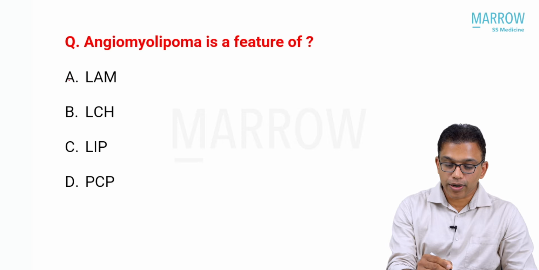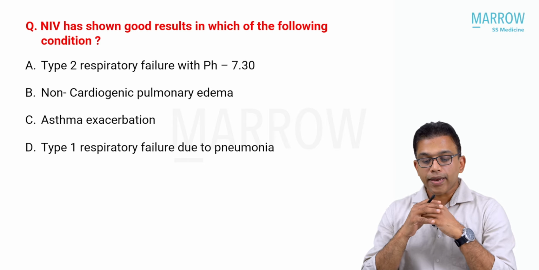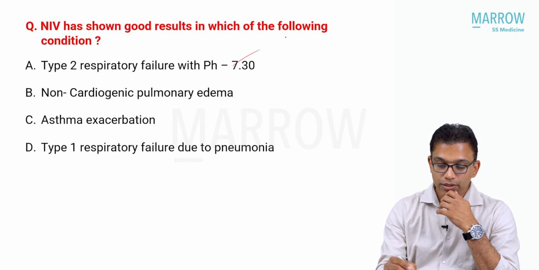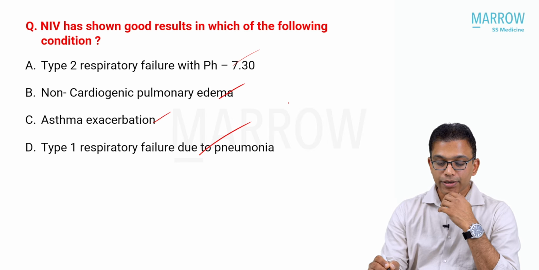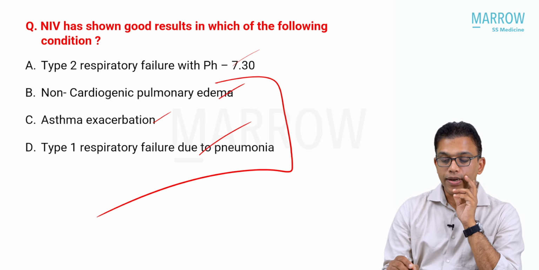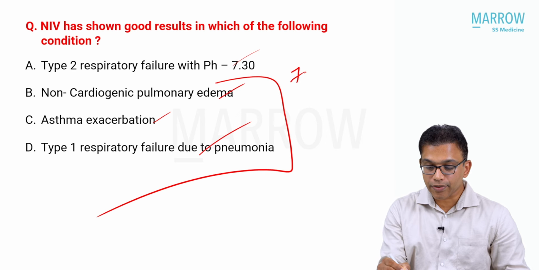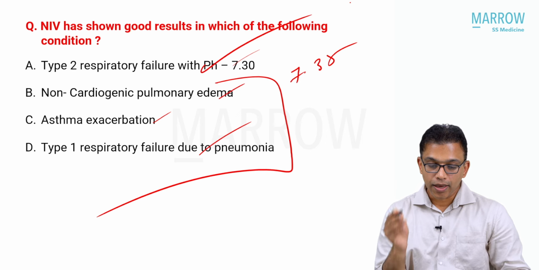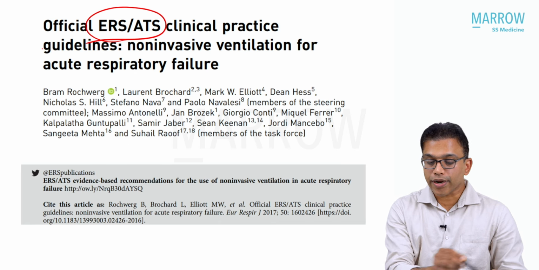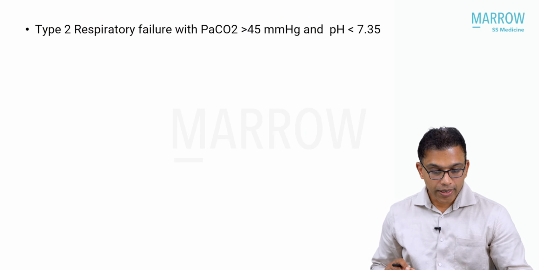Angiomyolipoma is a feature of, we have already discussed, the right answer is lymphangioleiomyomatosis. NIV has shown good results in which of the following conditions? Type 2 respiratory failure with acidosis, non-cardiogenic pulmonary edema, asthma exacerbation, type 1 failure. These are less established indications for non-invasive ventilation. The classical indication is type 2 respiratory failure with pH less than 7.35. So the right answer is answer A. Please refer to the module on NIV also. So this is the guideline that you should read when you get time. That is an official ERS/ATS statement on NIV in acute respiratory failure.